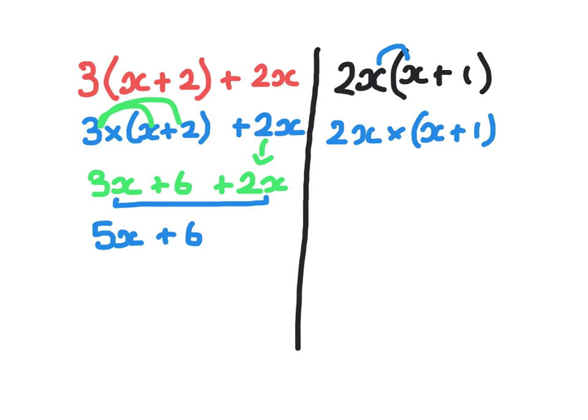So 2x times x. Now, what happens here when we've got an x times an x? Well, we get an x squared. And then 2x times 1 gives us 2x. Well done.